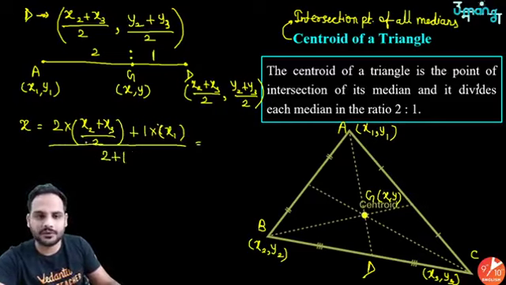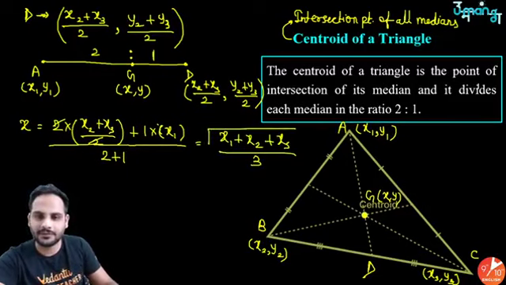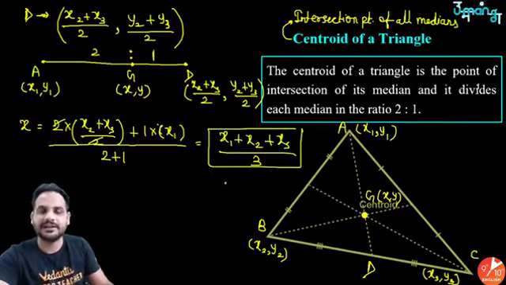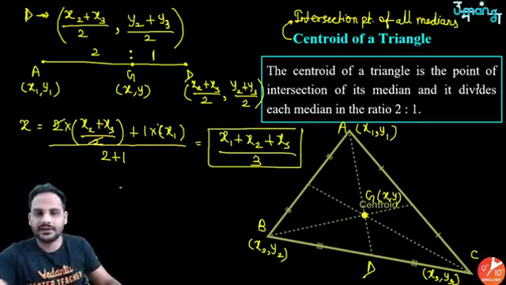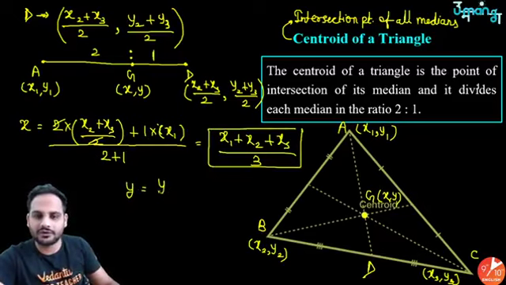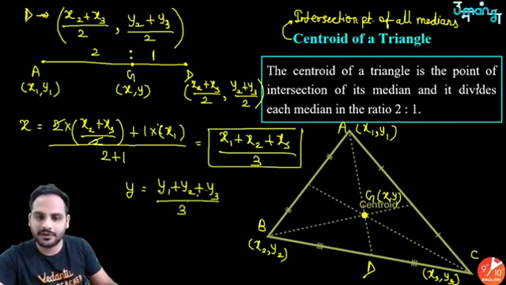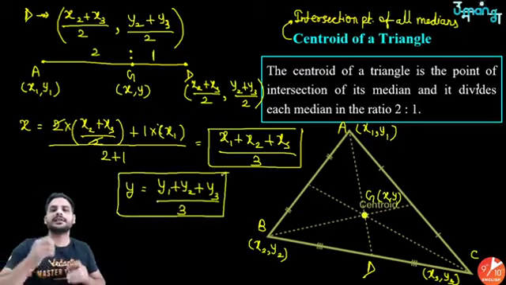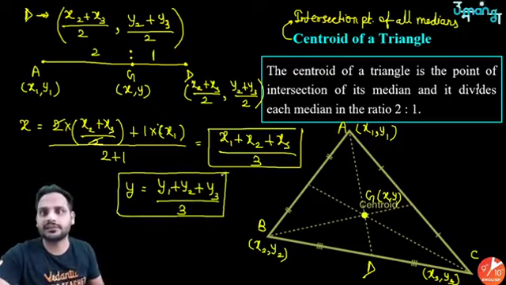So it will be equal to, देखो here 2 to 2 got cancelled. So x2 plus x3 plus x1. So that means x1 plus x2 plus x3 whole divided by 2 plus 1 is 3. Right? Similarly, y coordinate also you will get. So the y coordinate will be equal to, for the centroid, y1 plus y2 plus y3 whole divided by 3. Where x1 y1, x2 y2, x3 y3 are the coordinates of the vertices of the triangle.